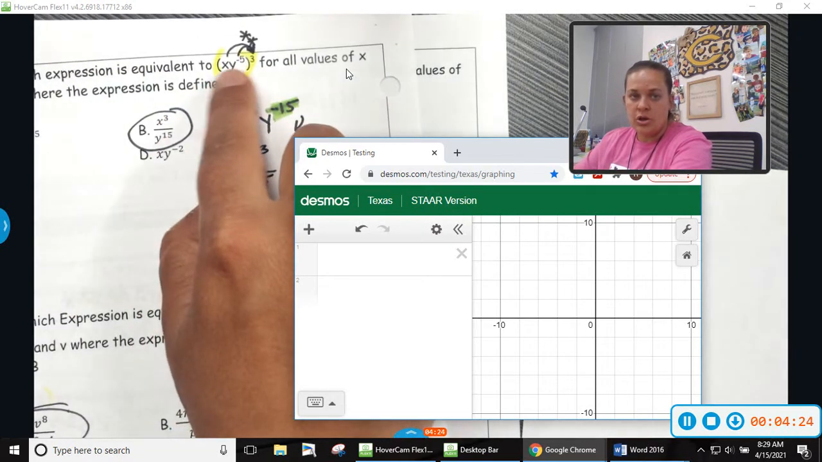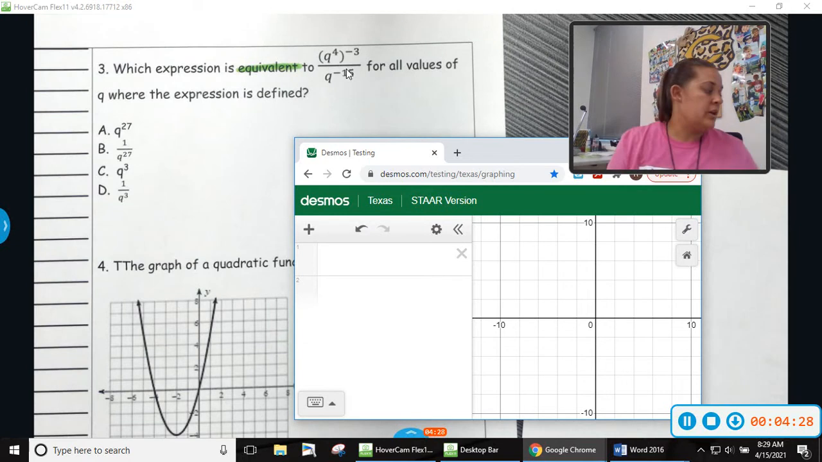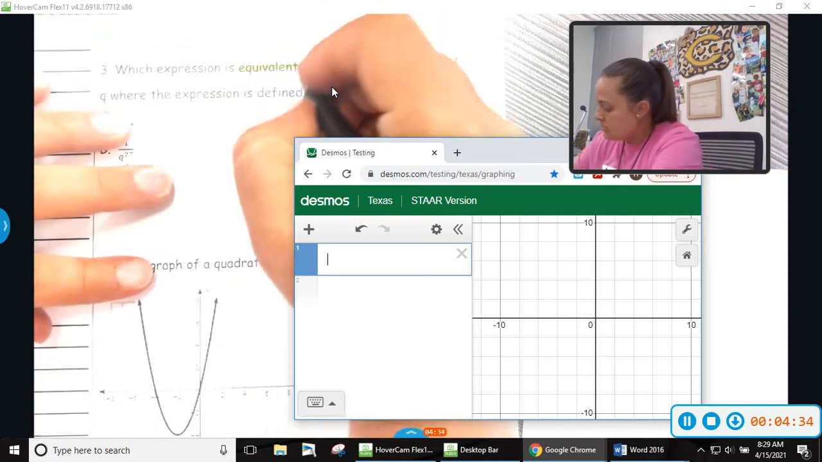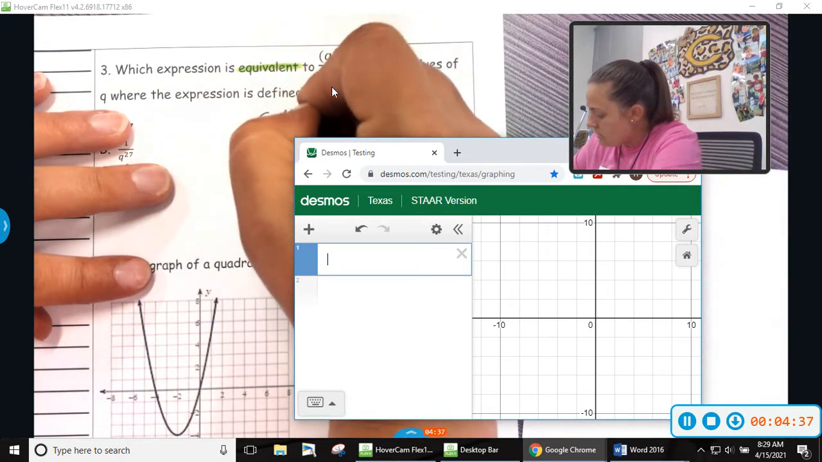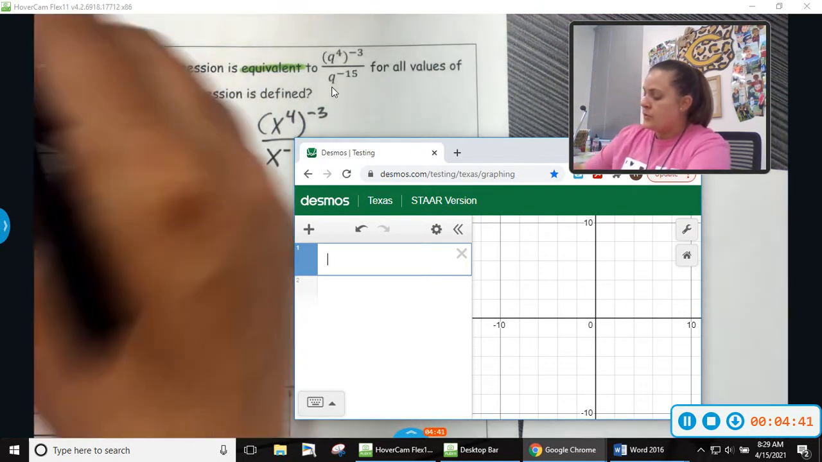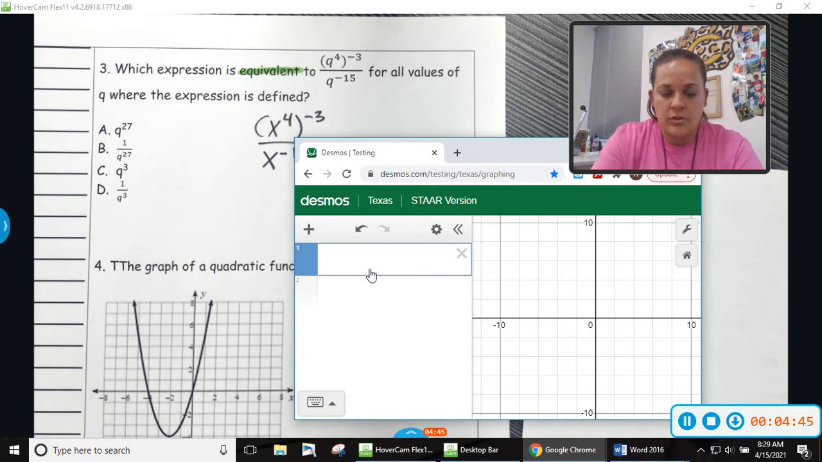This one you could not because it has different letters. So if they give you the same letter, then all you have to do is convert these to X's. So we're going to have x to the 4th to the negative 3 over x to the negative 15. Convert your answer choices, and you're going to type it in so you find one that matches.